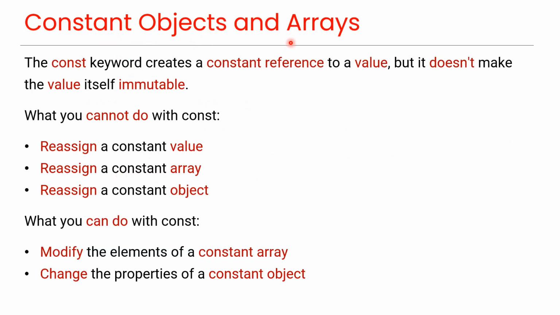Constant objects and arrays. The const keyword creates a constant reference to a value, but it does not make the value itself immutable. What you cannot do with const: reassign a constant value, reassign a constant array, or reassign a constant object. What you can do with const: modify the elements of a constant array, or change the properties of a constant object.